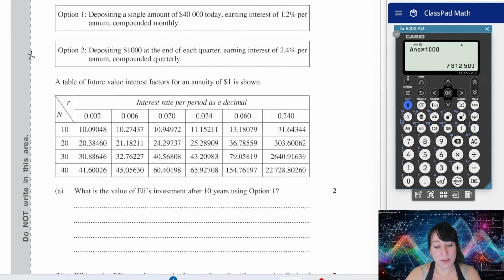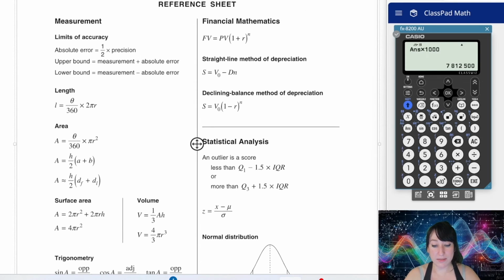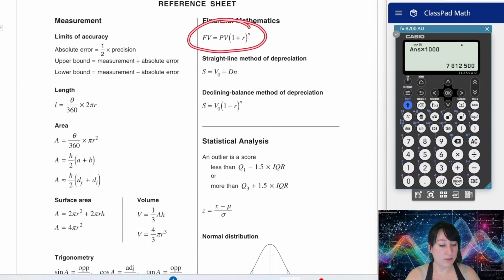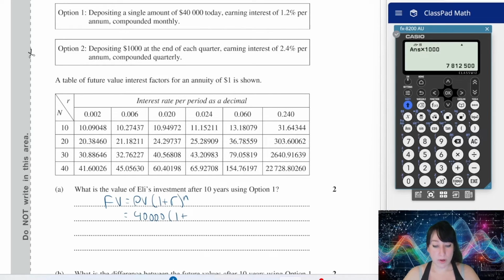So, as I mentioned, option 1 is a single lump sum investment. We're going to use the compound interest formula. Remember that that's this one here. FV equals PV times (1 plus r) to the n. So if we invest $40,000, interest rate 1.2% compounded monthly.